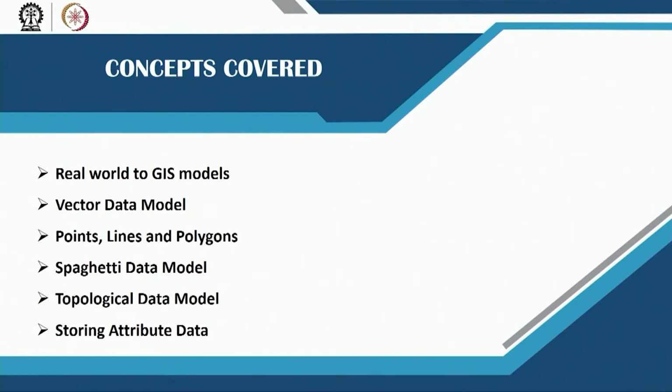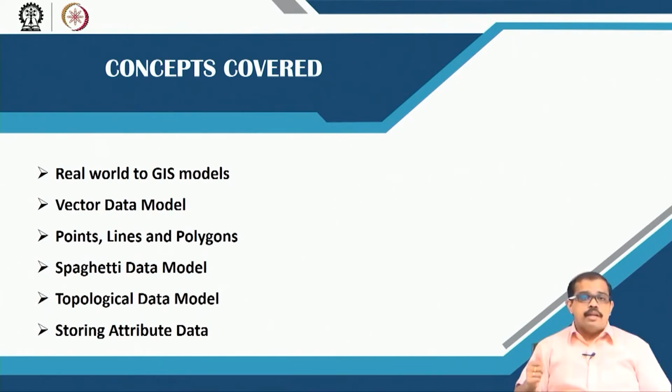In today's class, you will understand what a vector data model is and how it is represented. As I previously said, a vector data model normally represents points, lines and polygons. What are the different ways of storing a point, line and polygon? There are well-known data models like the spaghetti data model and the topological data model. Spaghetti is a very simple data model, whereas topology is quite complex. We will look at both of these data models.